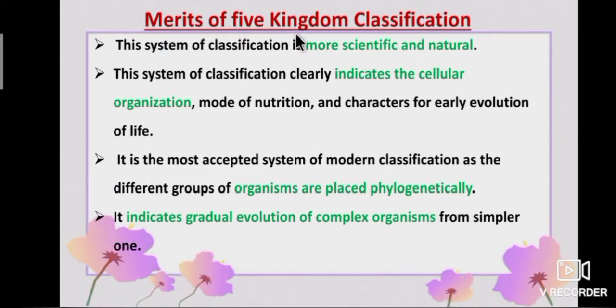Let's see the merits of 5 kingdom classification. This system of classification is more scientific and natural. It clearly indicates the cellular organization, mode of nutrition and the characters for early evolution of life. It is the most accepted system of modern classification as the different groups of organisms are placed phylogenetically. Phylogenetics is the study of relationship among species. It indicates gradual evolution of complex organisms from simpler ones.